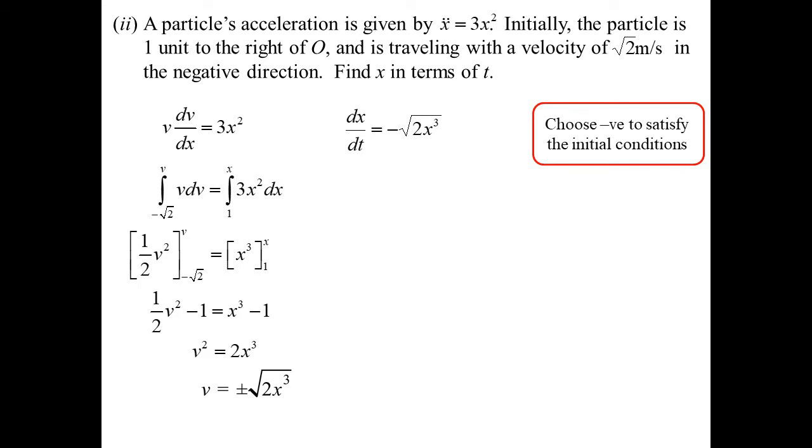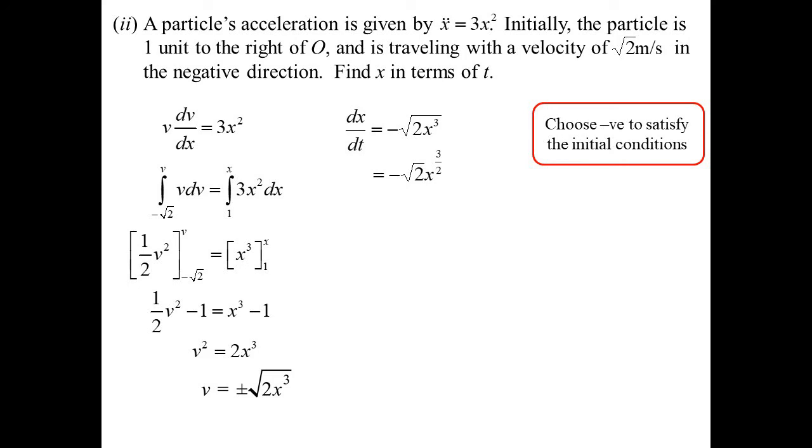I'm going to use negative. I've got to satisfy the initial conditions. That's when we worry about, is it plus or is it minus? Remember that other one I didn't worry about it? Here I have to worry about it, because I'm going to use these initial conditions, so it needs to satisfy whichever equation that I'm using. Let's put that in index form: minus root 2 x to the power of 3 on 2.